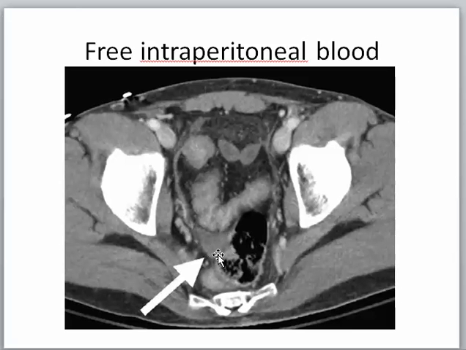Any triangular shaped collection is an intraperitoneal fluid. Any triangular shaped collection like that is intraperitoneal collection. If it is dense, it will be free intraperitoneal blood. So take it in consideration that if you find any triangular collection, it is fluid intraperitoneal, and if it is dense, it is blood.